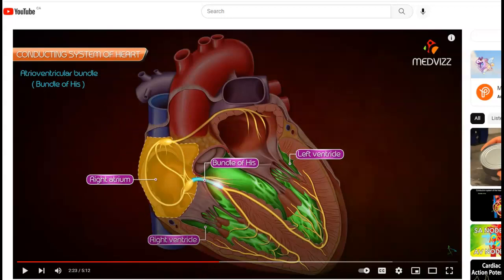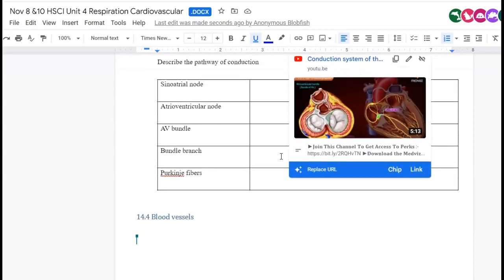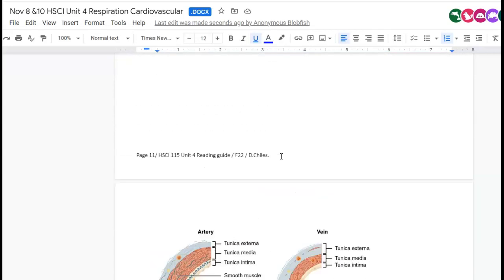Really all I want you to know is the SA node starts it all, goes to the AV node, bundle, branches, Purkinje. That's all you need to know. Other than it starts in the SA node, and the SA node is where the pacemaker is. The AV node is what stimulates the ventricles to contract. And that's enough. Blood vessels.